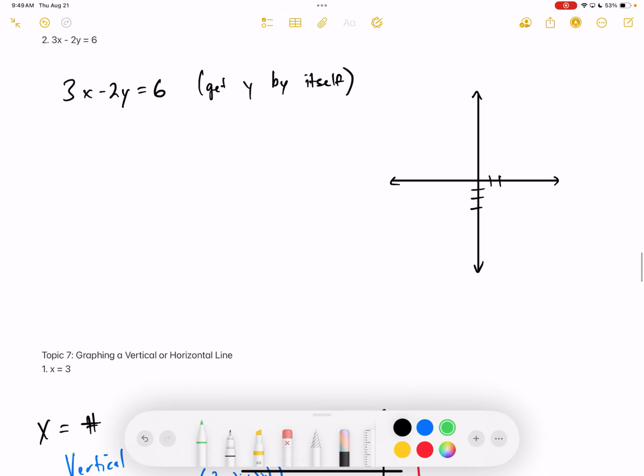All right, next one, same topic as the last one, so we need to get y by itself. So what I'm going to do first is get rid of the 3x by subtracting 3x from both sides. Again, do not combine the negative 3 and the 6 because the negative 3 has an x and the 6 doesn't.